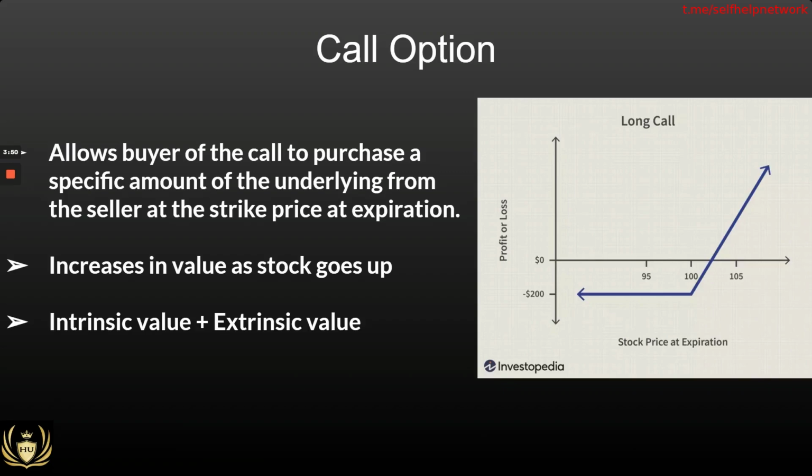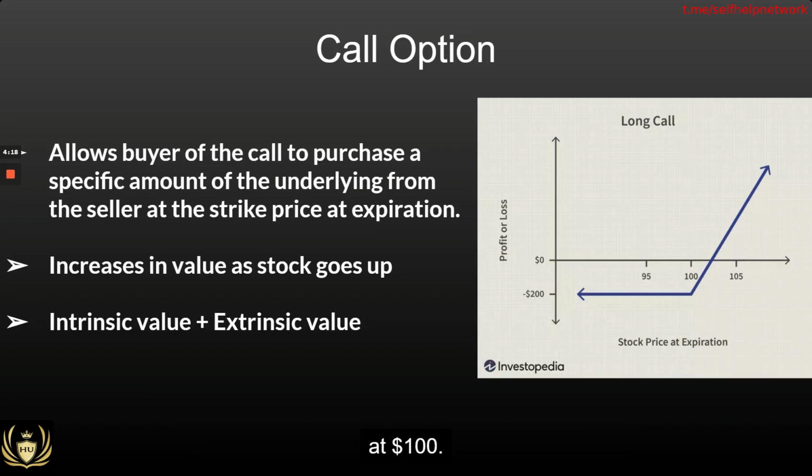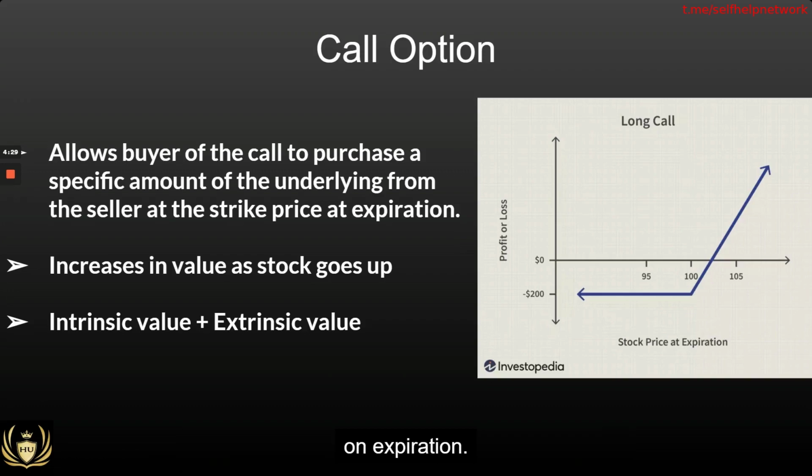So in our case, let's say the price of Apple right now is 95, and the expiration is August 20. The strike price is 100. So as August 20 comes, the person who bought the option has the opportunity to buy it from the seller at $100. Now, when would it be advantageous to buy it at $100? Only when the price of Apple is more than $100 on expiration.